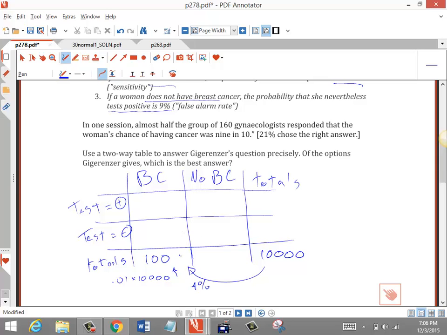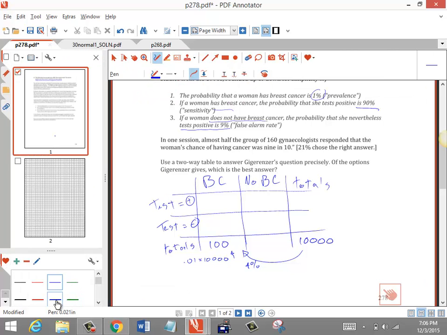Now, we know that 90% of these are going to get caught by the test. So we know that 90% of these people are going to show up as positive because they actually have breast cancer. 90% means 90 out of 100, so 90% of 100 is just 90. Okay, so there's 90 women who have breast cancer and test positive. That means there's 10 who have breast cancer but test negative.